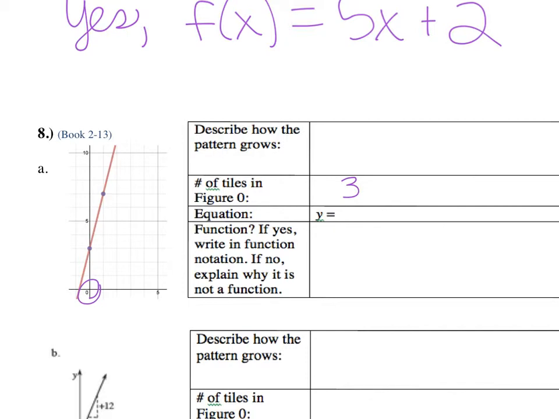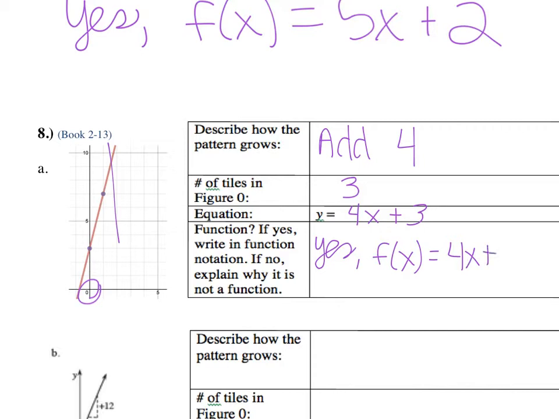So we want to figure out how is the pattern growing. So at figure 0 we have 3 tiles. Figure 1 we have 7 tiles. So we're going from 3 to 7. So we're going to be increasing by 4. So we're going to say add 4. So our equation is going to be 4x plus 3. This is a function. It passes the vertical line test. So we're going to say yes, and the function is going to be f of x equals 4x plus 3.